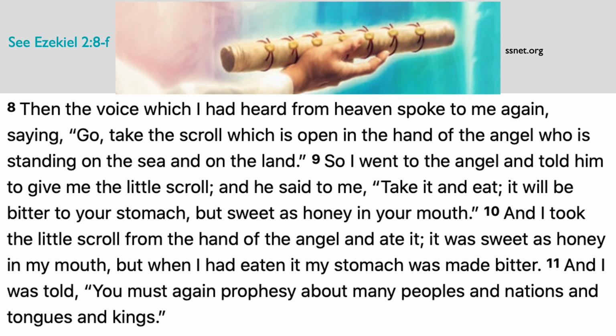As we've been noticing in this apocalyptic language that John uses, he uses the Old Testament language of the prophets to a significant degree. Here you have a comparison between what Ezekiel was told in chapter 2, and I'll read a few verses from that in just a moment, and what John is told here in verse 10. He takes this little scroll from out of the hand of the angel, and he ate it, and it was sweet as honey, John says, in my mouth. But when I had eaten it, my stomach was made bitter. Let's notice from Ezekiel chapter 2 some of the similarities in this language.